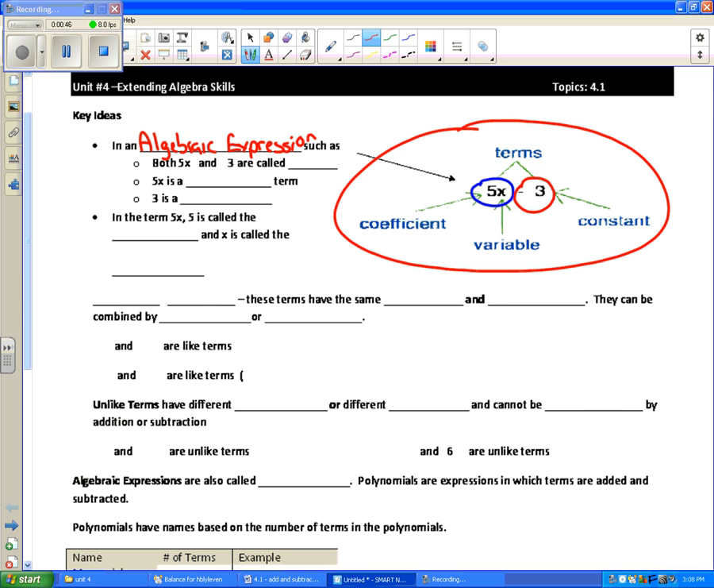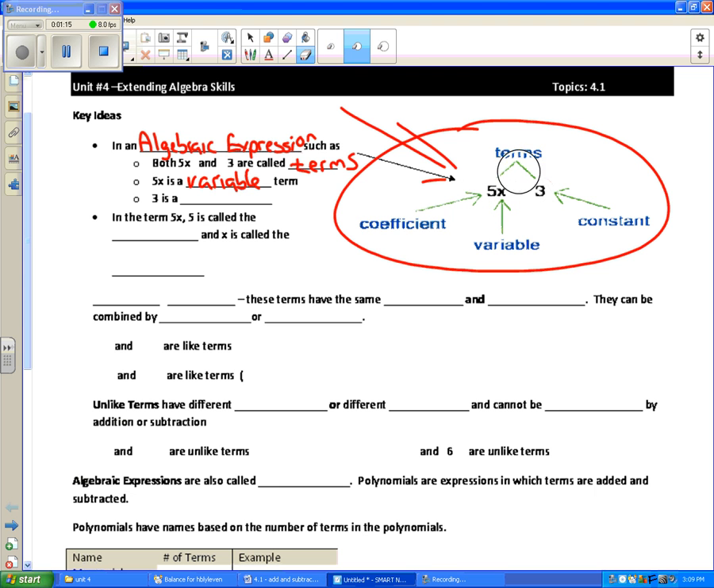I'm running out of room here. Okay, such as this big thing over here, both 5x and 3 are called terms. So those are both called terms. 5x is a variable term, and it's called a variable term because of the x. The x, we're not sure what value it is. The value of it can actually change.